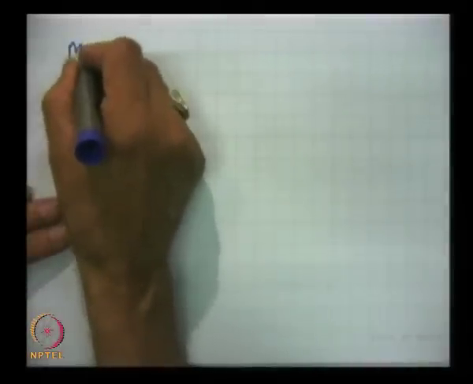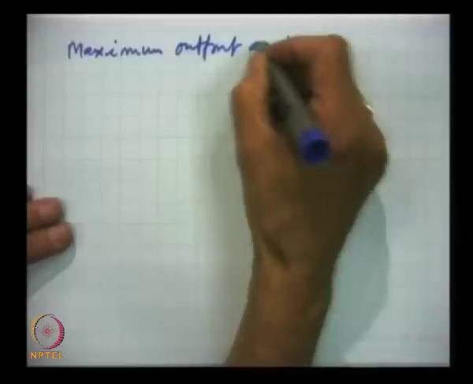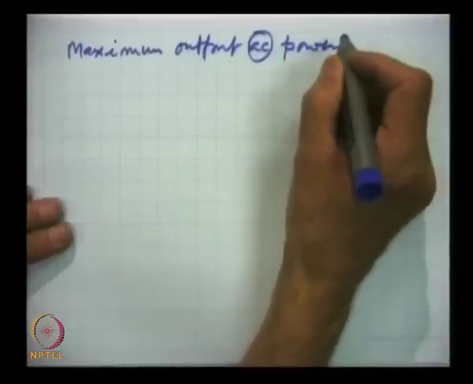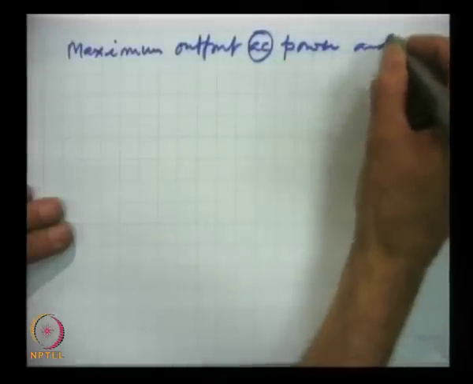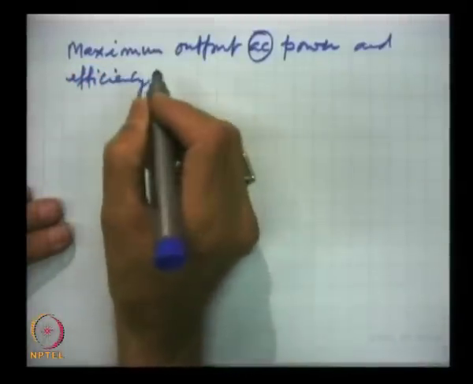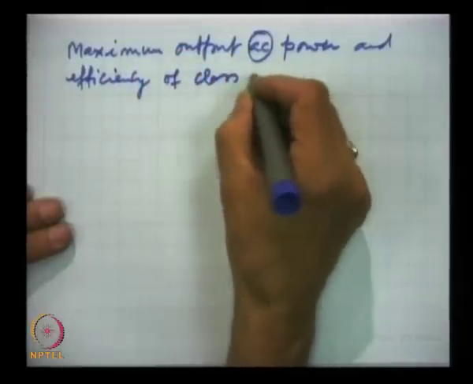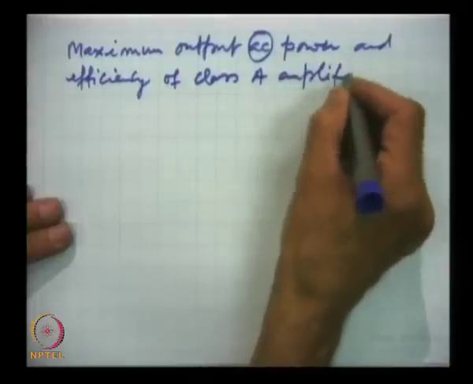So now we start the analysis of a class A power amplifier, and for that we find out the maximum output AC power. We are concerned with AC power and the efficiency of the class A amplifier.